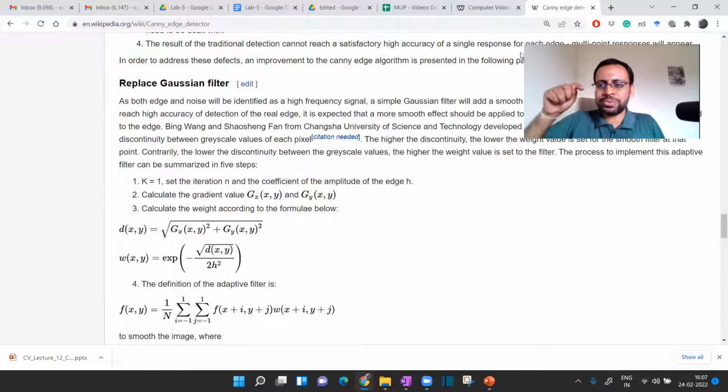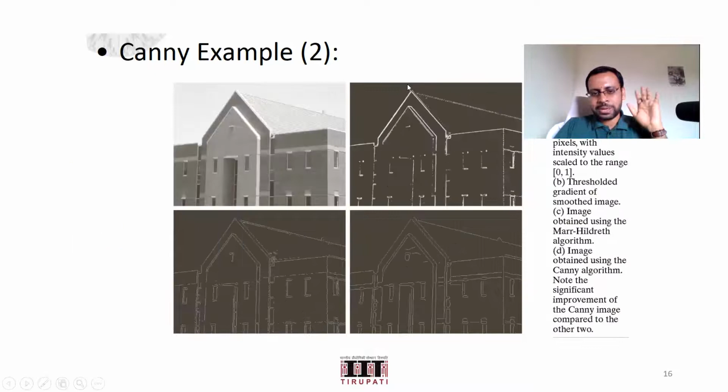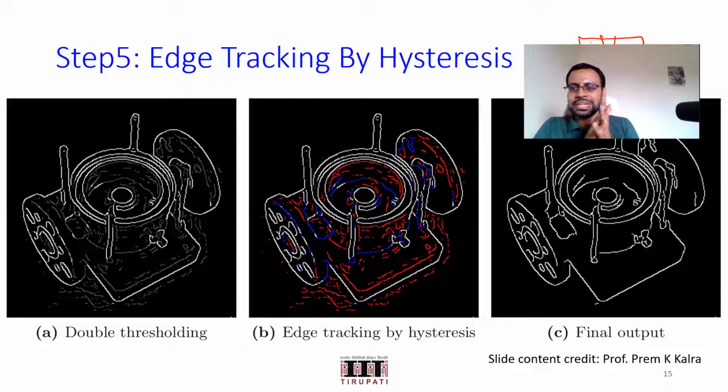So again, let me clarify one more thing here. There are many variants and improvements to the Canny Edge detector. So whatever the second approach I have mentioned, it is very likely, if it is not there earlier, it could have been there in the later methods proposed as an improvement to Canny Edge. Hoping that will improve. But for you guys, we will keep it simple. That also looks like the original Canny Edge detector.